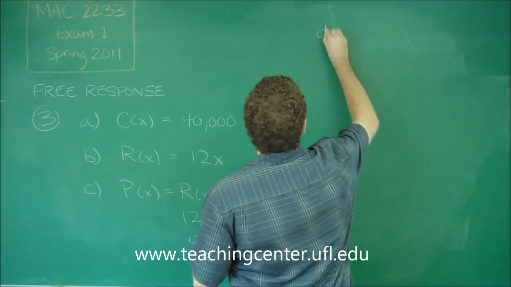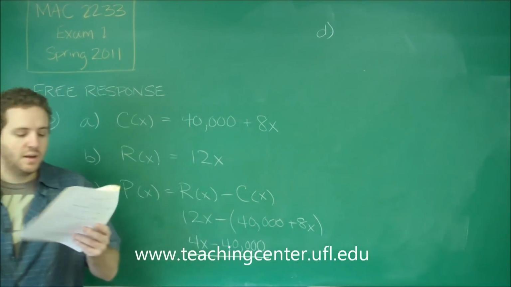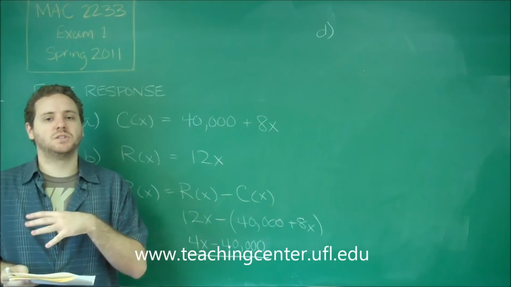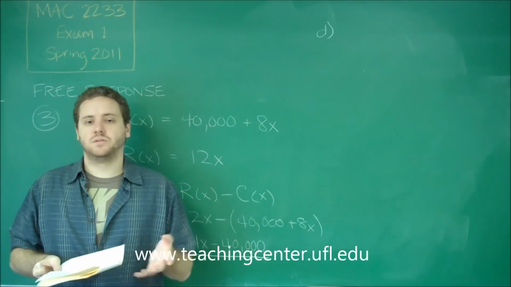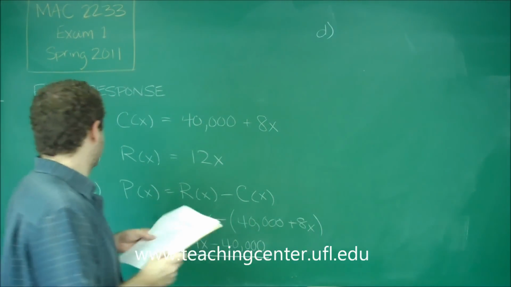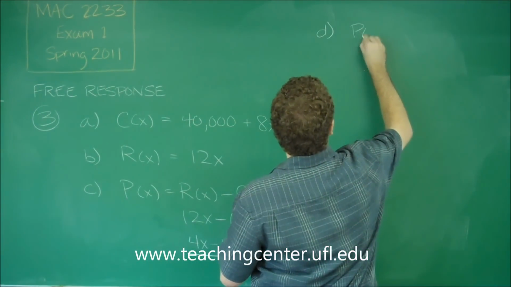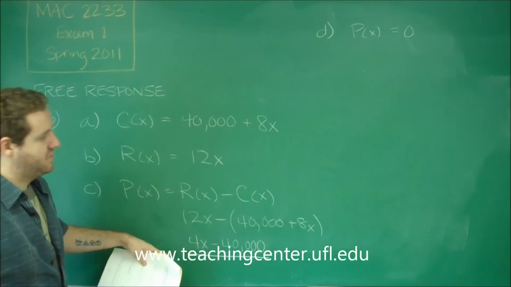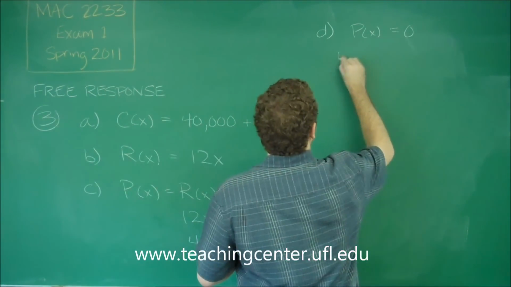Alright, letter D says what is the break-even point? The break-even point is when your profit is 0, when you're making as much money as it costs you to make all of your things. So we want to set profit equal to 0. We already found profit in the previous step, so we're just going to set that equal to 0.